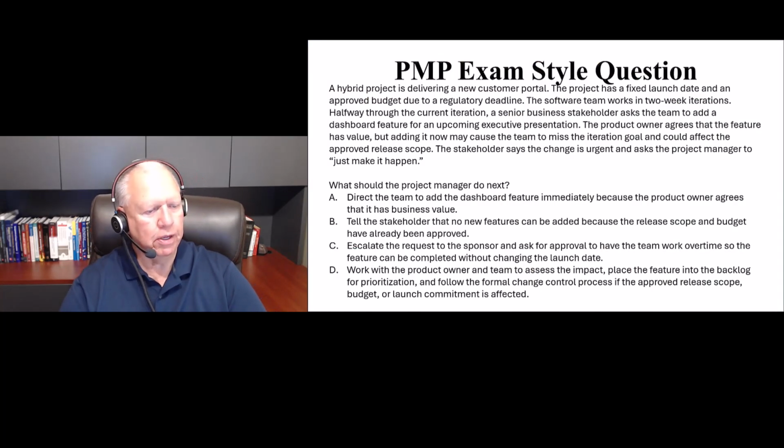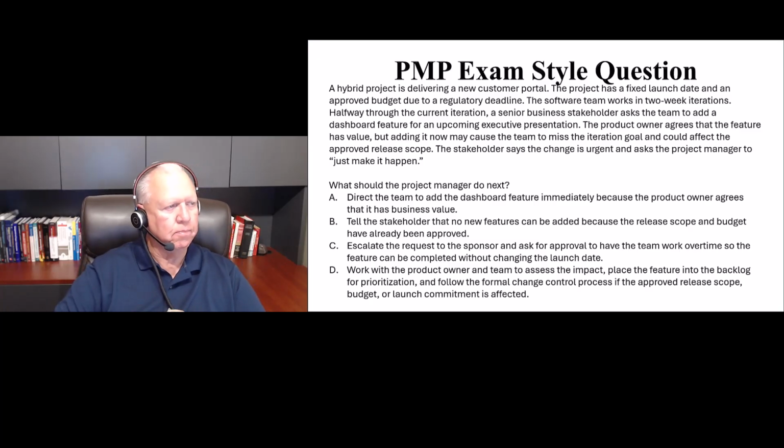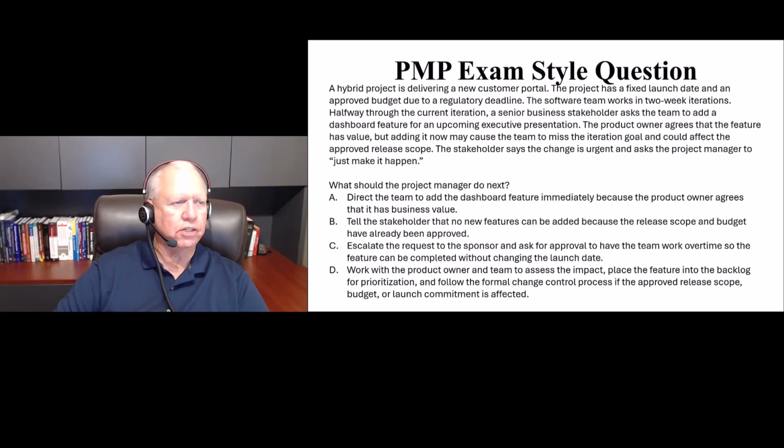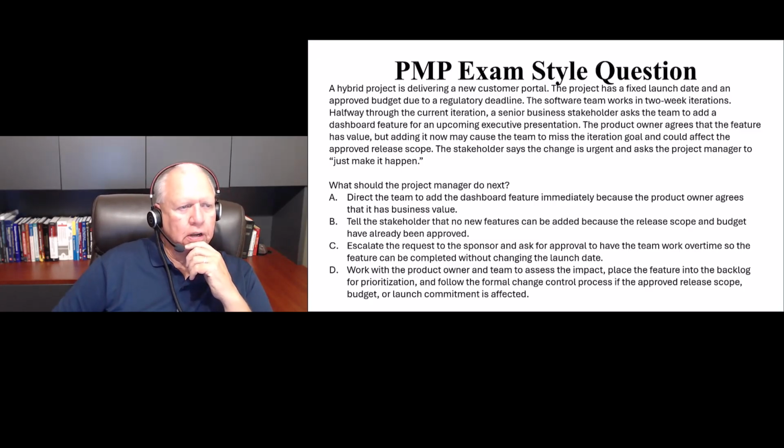So let's look at our PMP style question for you. A hybrid project is delivering a new customer portal. The project has a fixed launch date and an approved budget due to a regulatory deadline. The software team works in 2-week iterations. Halfway through the current iteration, a senior business stakeholder asks the team to add a dashboard feature for an upcoming executive presentation. The product owner agrees that the feature has value, but adding it now may cause the team to miss the iteration goal and could affect the approved release scope. The stakeholder says the change is urgent and asks the project manager to just make it happen.